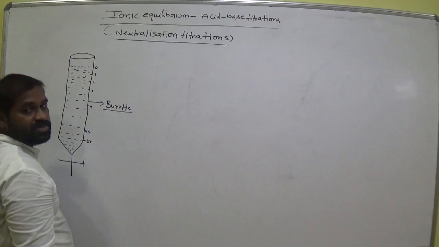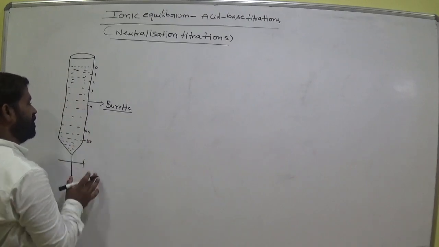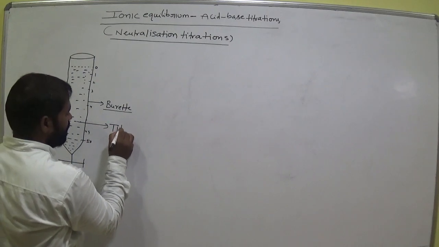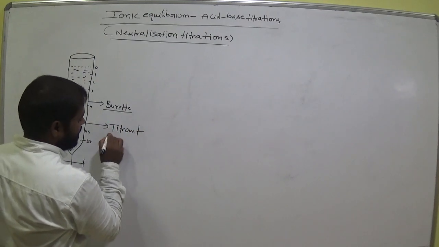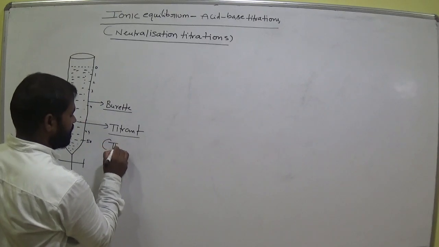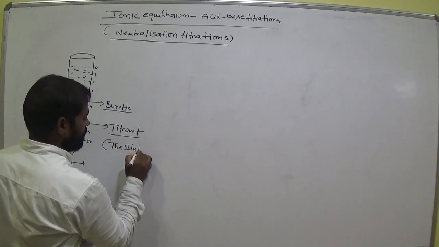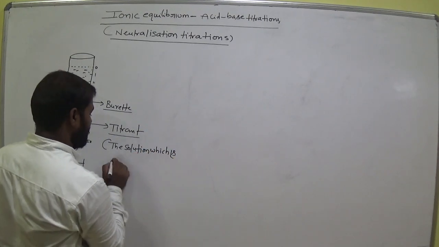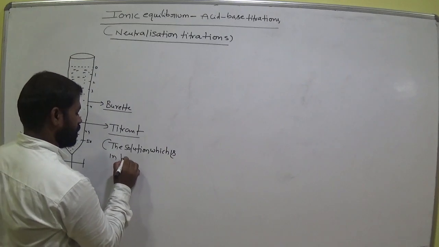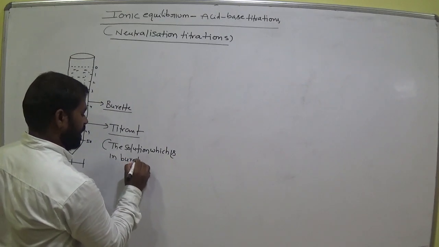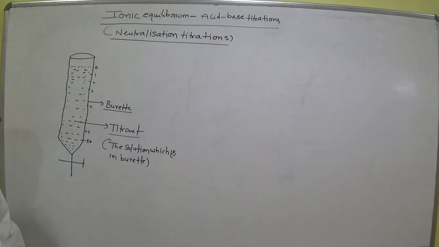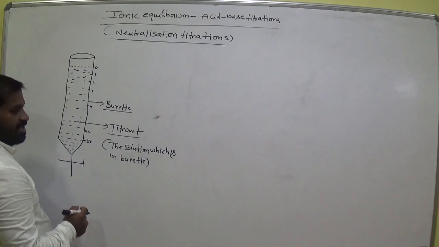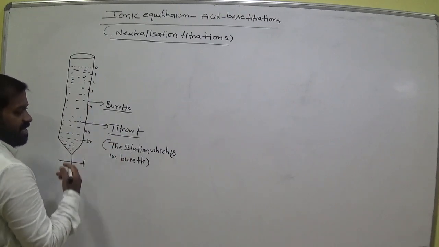One of the solutions is kept in this burette. This solution is called the titrant. Titrant means the solution which is in the burette. Suppose we keep NaOH, that is the titrant here.